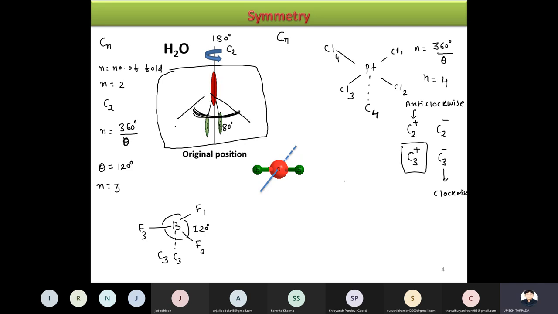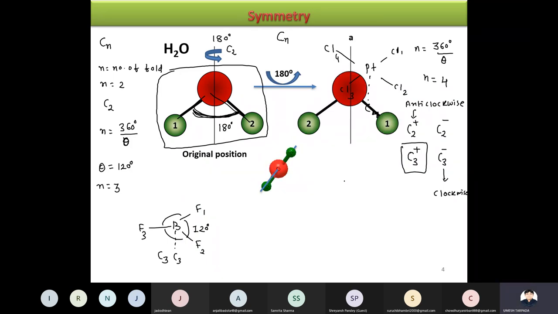Now coming to the H2O molecule, if you give rotation in H2O, both are the same. Whether you give a clockwise rotation or an anti-clockwise rotation, both are the same. You get the same structure. So there is no question of distinguishing C2 plus and C2 minus.